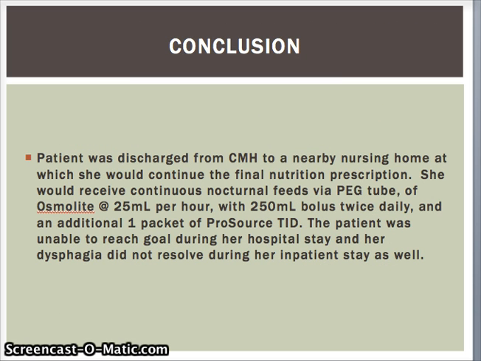In conclusion, the patient was discharged from Columbia Memorial Hospital to a nearby nursing home at which she would continue the final nutrition prescription. She would receive continuous nocturnal feeds via her PEG tube of Osmolite at 25 milliliters per hour with 250 milliliter dual bolus and an additional 1 pack of ProSource 3 times a day.